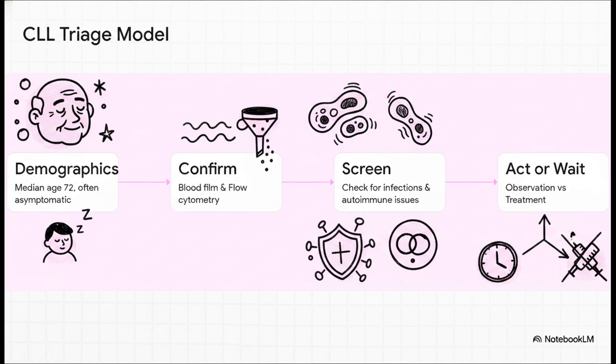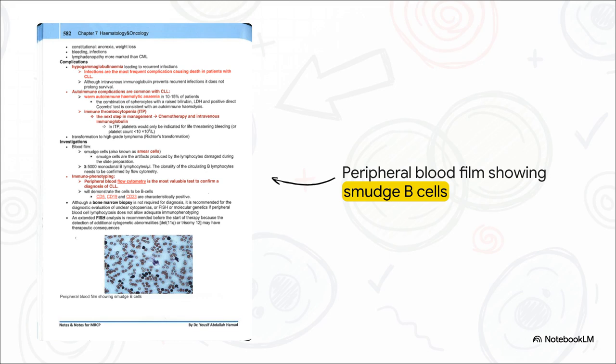Step 2. Confirm the diagnosis non-invasively. Step 3. Screen for what I like to call the 2 deadly eyes. That's infections and immune complications. And finally, Step 4. Decide to act or wait. If they're asymptomatic, we observe. We really only pull the trigger and act when there's progressive marrow failure, massive nodes, massive splenomegaly, or severe systemic symptoms.